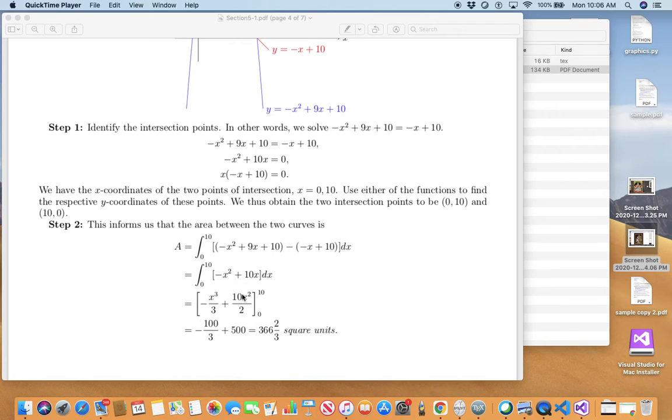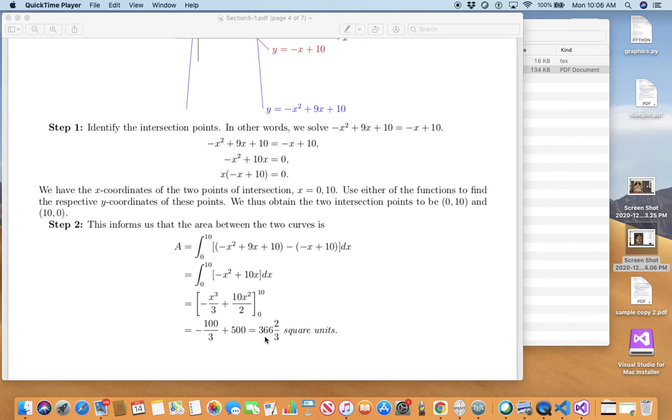So we are going to use the fundamental theorem of calculus. Find the antiderivative. Set limits 0 to 10. So at 10, I get these values. At 0, it's going to be 0.